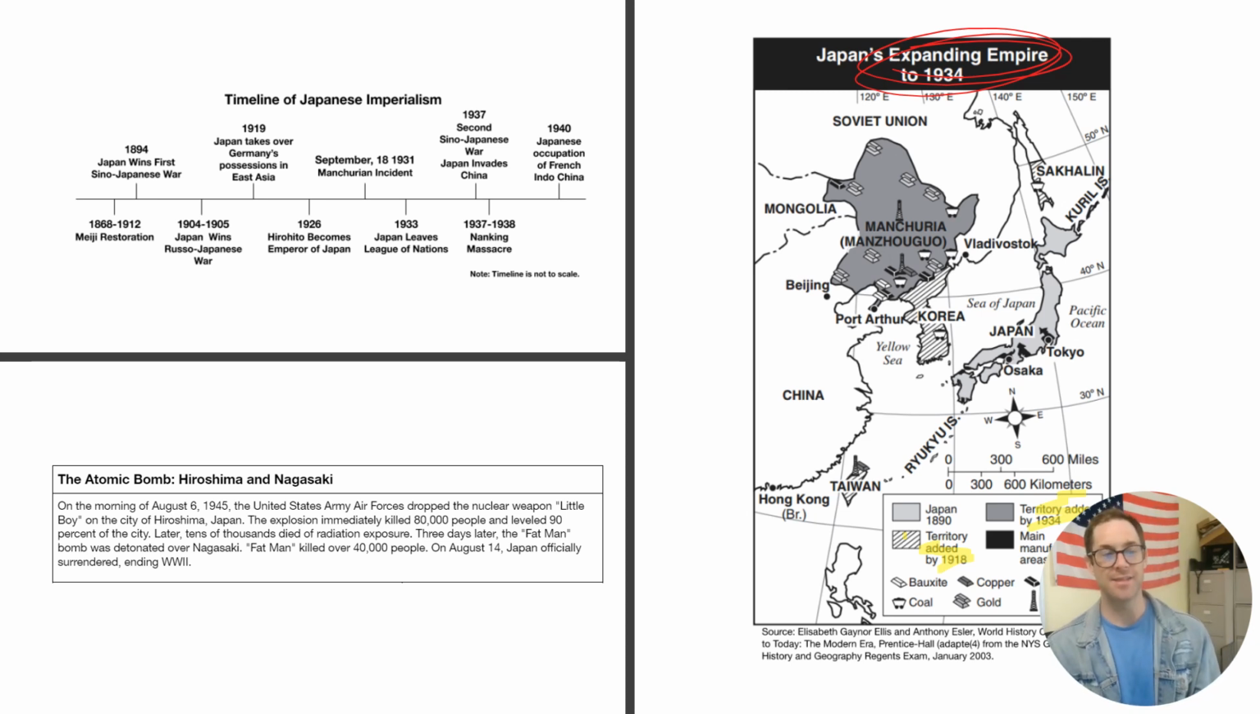Now, the timeline of Japanese imperialism goes over all the different wars that they have and all of the different aggressive maneuvers. The one thing we want you to know with Japan on top of that is the end of their story, which is the atomic bomb. We know that Japan and their story of World War II ends when Nagasaki and Hiroshima, two major cities of Japan, are bombed using the new atomic bomb, the new nuclear age of technology.